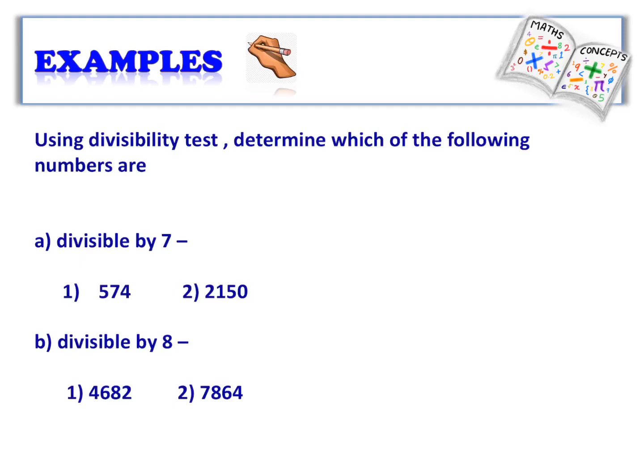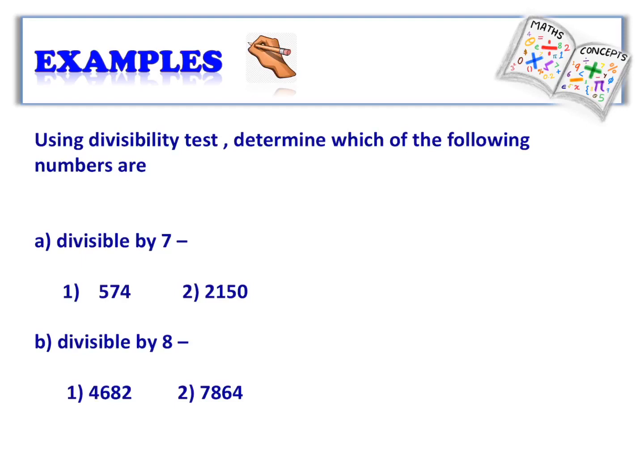Using divisibility test, determine which of the following numbers are divisible by 7. Okay, what was our divisibility test for 7? We have to multiply the ones place digit by 2, then subtract that multiplication from the number formed by the remaining digits. If the result of subtraction is divisible by 7, then the given number is also divisible by 7.